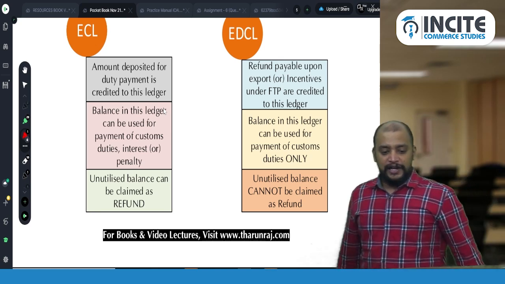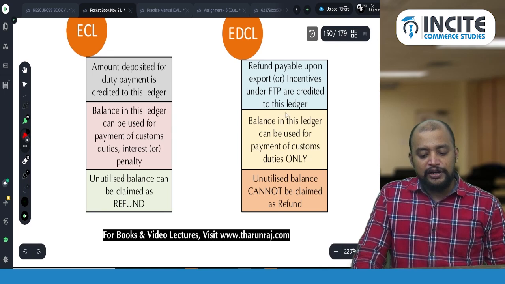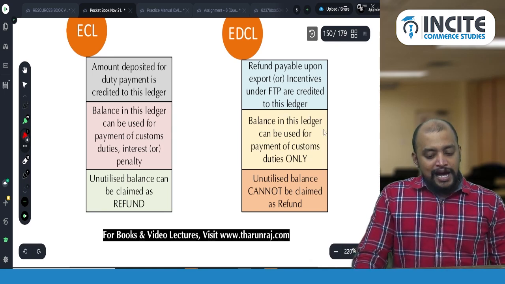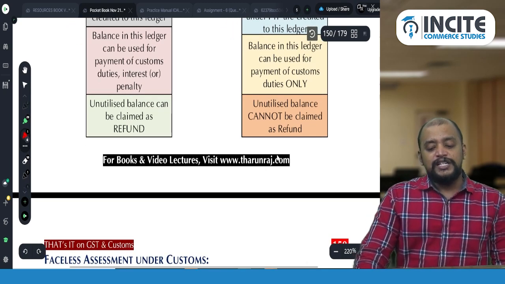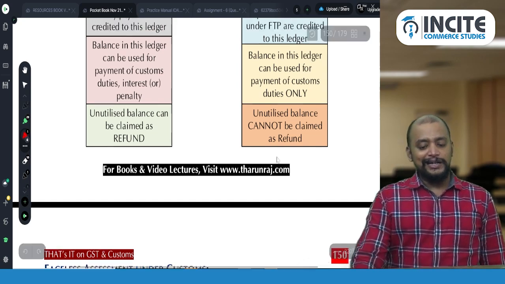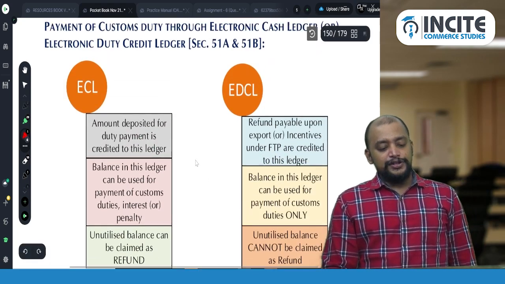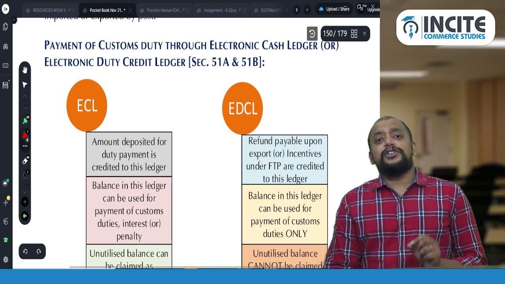Here also the same. Refund payable upon export or incentives under FTP are credited to this ledger. Balance in this ledger can be used only for payment of customs duty. Unutilized balance cannot be claimed as refund. Okay. Clear here? Understood? So this is about electronic cash ledger and credit ledger. This can be asked as a short note question.